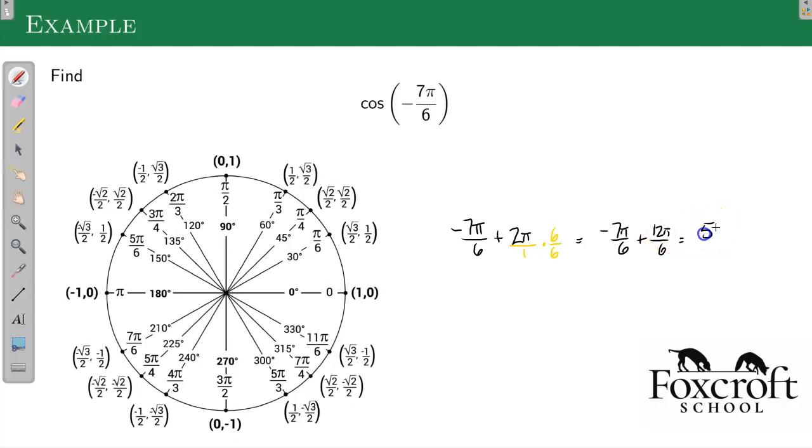Negative 7 plus 12 is positive 5. And we get 5 pi over 6. So cosine of negative 7 pi over 6 is the same as 5 pi over 6. Cosine is the x value, negative square root of 3 over 2.